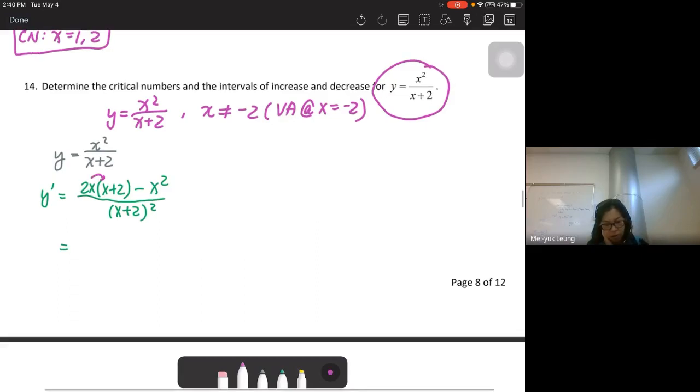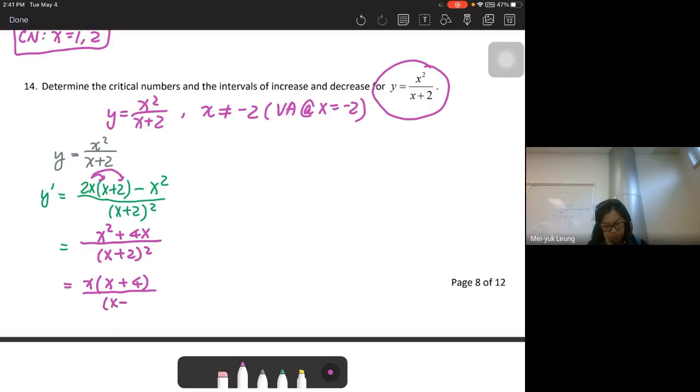Multiply out the two brackets. We have 2x squared minus 1x squared, that would be 1x squared, and then plus 4x, divided by x plus 2 all squared. So factor out the 1x from the numerator. So this is the derivative of the given function.